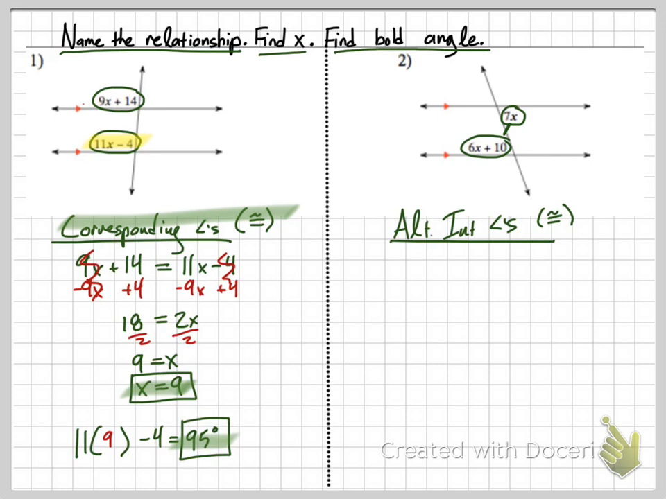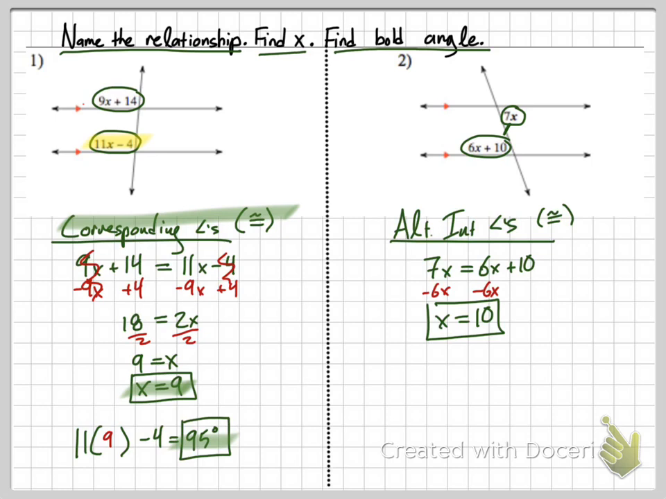So now we're able to set the two angles equal to each other. 7x is equal to 6x plus 10. And we're able to subtract our 6x over. And we get x equals 10, a quick one-step problem there.